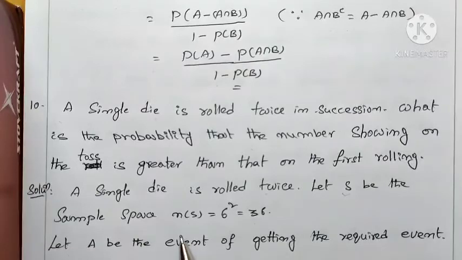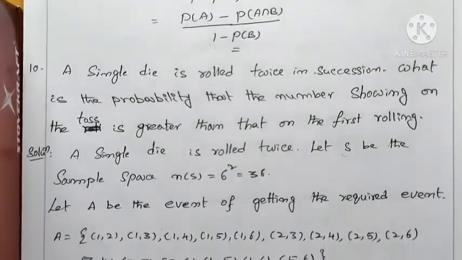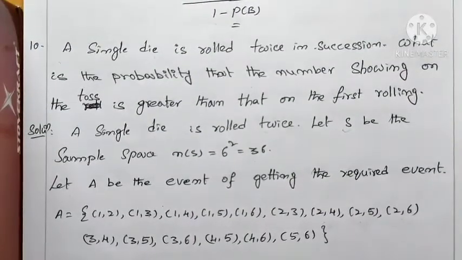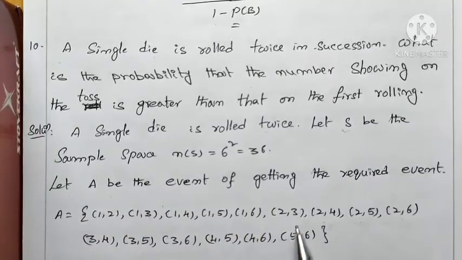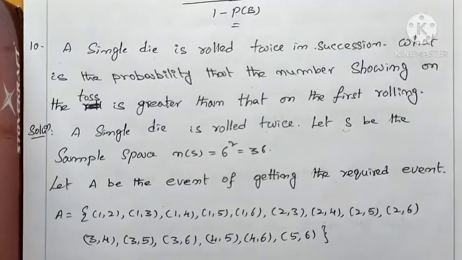Let S be the sample space. N of S is equal to 6 square, that is equal to 36. Let A be the event of getting the required event. Here the event is the second time rolled number is greater than the first time. So A is equal to the sample points (1,2), (1,3), (1,4), (1,5), (1,6), (2,3), (2,4), (2,5), (2,6), (3,4), (3,5), (3,6), (4,5), (4,6), (5,6).